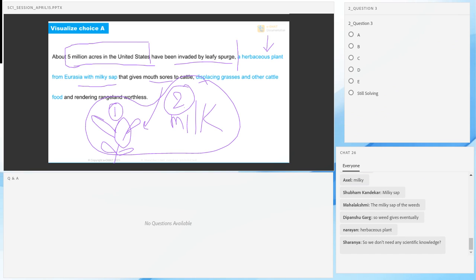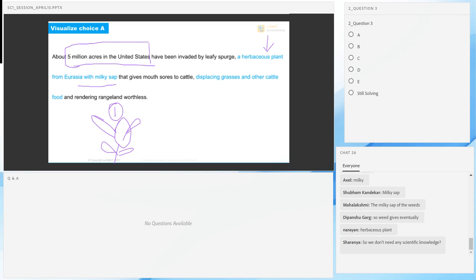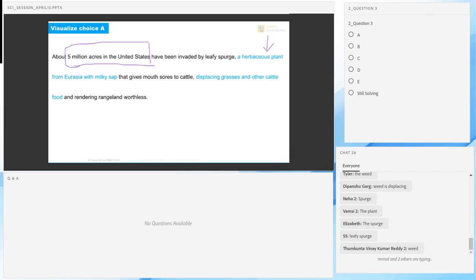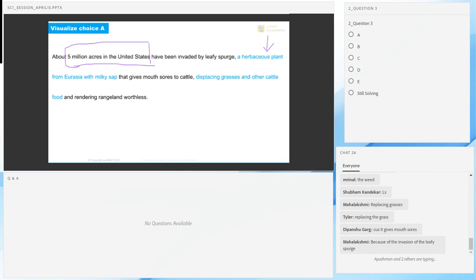Now let's go further. Displacing grasses and other cattle food and rendering rangeland worthless. What does that mean? What is displacing grasses and other cattle food? The weed is displacing, absolutely. So the weed has displaced the grasses. That's something which was already said above, right? And why is it rendering the rangeland worthless? Or how is it rendering the rangeland worthless? Because it gives mouth sores. Absolutely. The cattle cannot consume it, right?